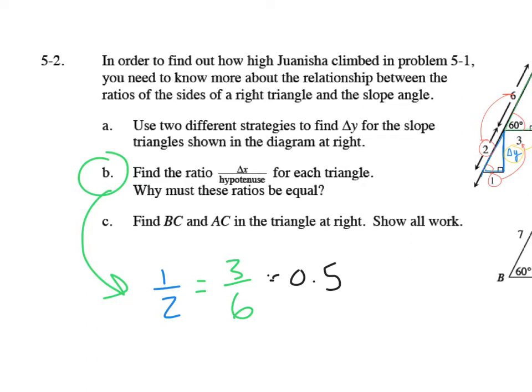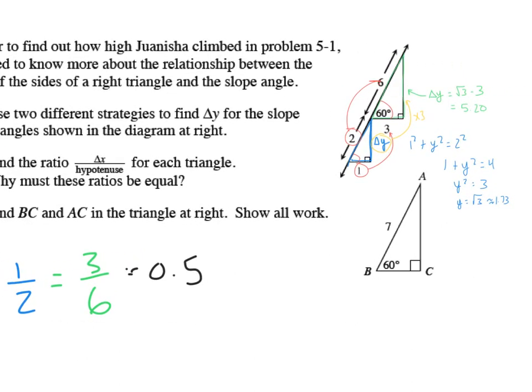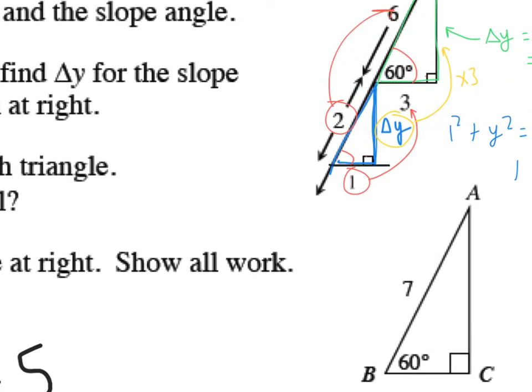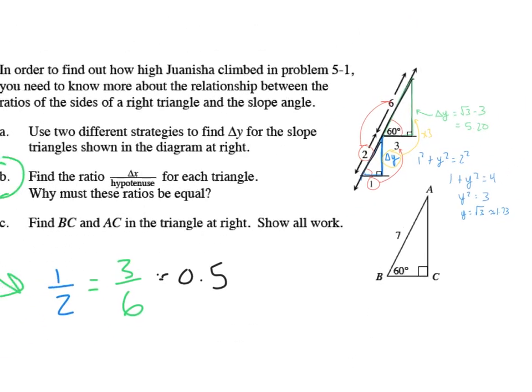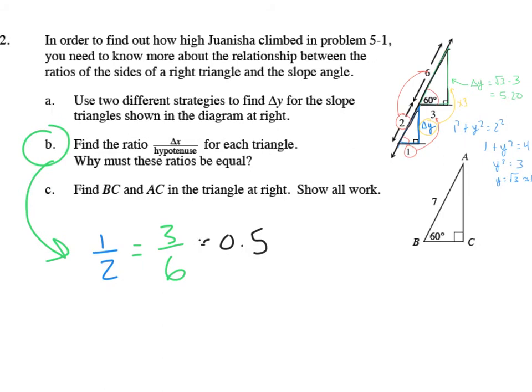Why must these be equal to one another? Well, similar triangles have equivalent ratios of corresponding sides. So the ratio of this short side length to the hypotenuse needs to be the same as this short length to the hypotenuse, as corresponding sides have the same scale factor.